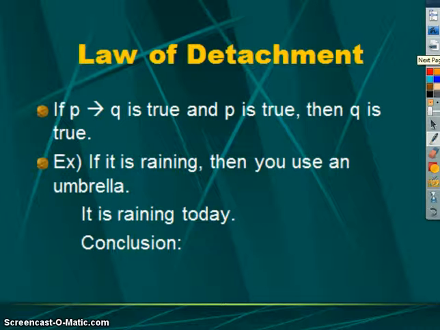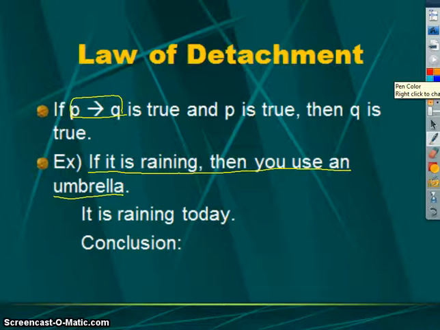The first of these is the law of detachment. And the law of detachment says this: if P implies Q, so there's your conditional. So if P implies Q is true, and P is true, then Q is also true. All right, so you start out with the conditional, and what you'll notice here with this example, the conditional is here. If it's raining, then you use an umbrella. Okay, so that is the P implies Q.